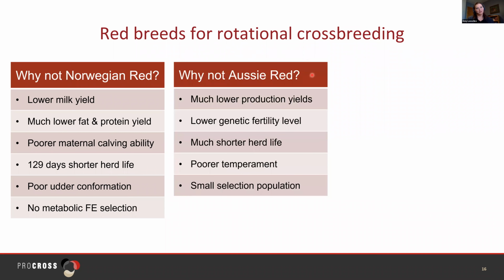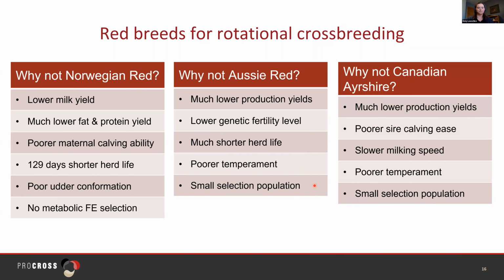Why not Aussie Red? Again, we've shown in the last slide much lower production yields, a bit lower genetic fertility level, shorter herd lives, and then they also struggle on temperament. I also want to mention that this breed, Aussie Red, and these others, again, are smaller selection populations. And the problem with that is that's going to make them harder to have momentum and gaining genetic speed with time compared to the larger breeds.